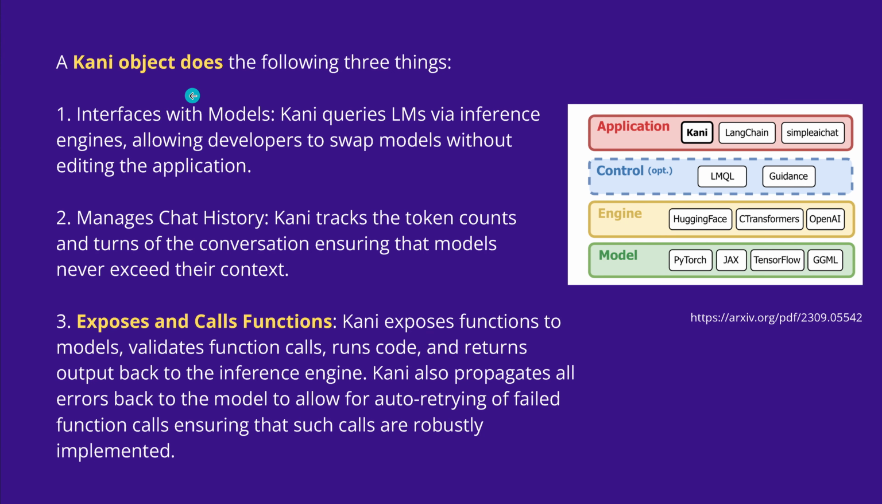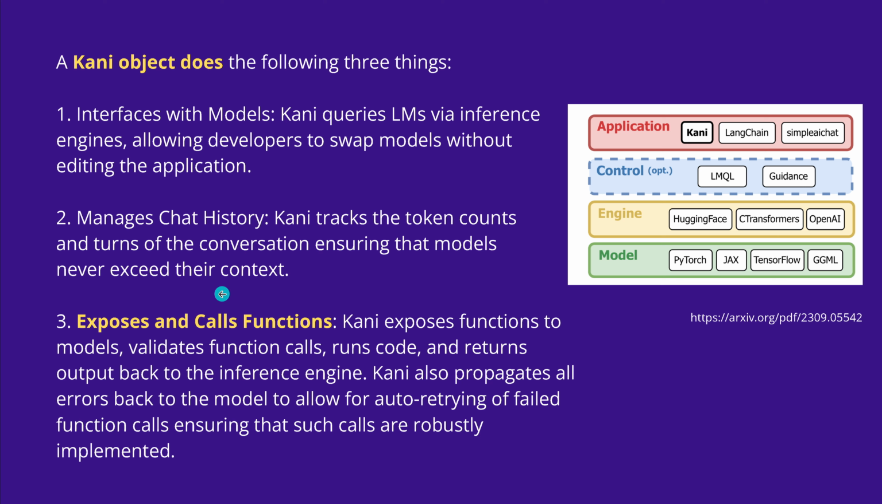A Kani object does the following three things. It interfaces with your defined models. So Kani queries your LLMs via inference engines, allowing developers to swap models without editing the application. It manages the chat history. Kani tracks the token count and turns of the conversation, ensuring that models never exceed their context.